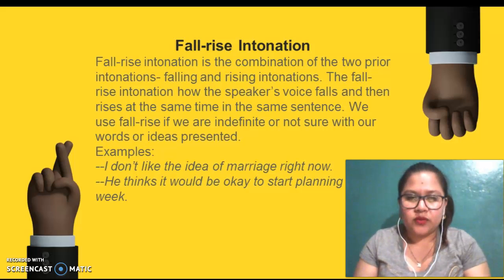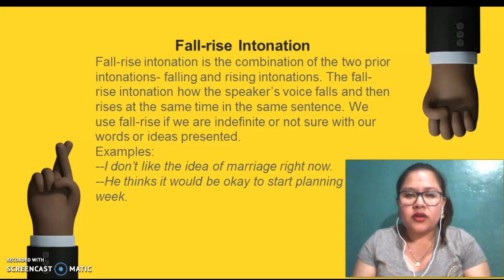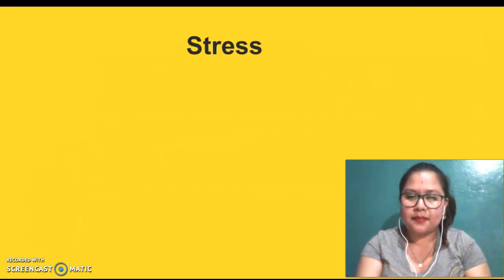False rise intonation. False rise intonation is the combination of the two prior intonations, falling and rising intonation. The false rise intonation is how the speaker's voice falls and then rises in the same sentence. We use false rise if we are indefinite or not sure about the words or ideas presented. For example, I don't like the idea of marriage right now. He thinks it would be okay to start planning next week.